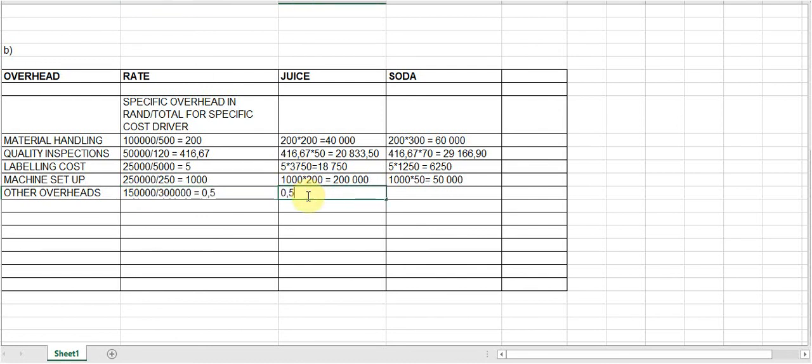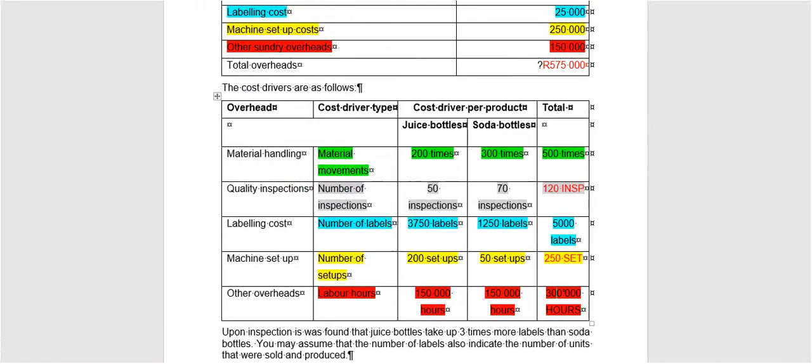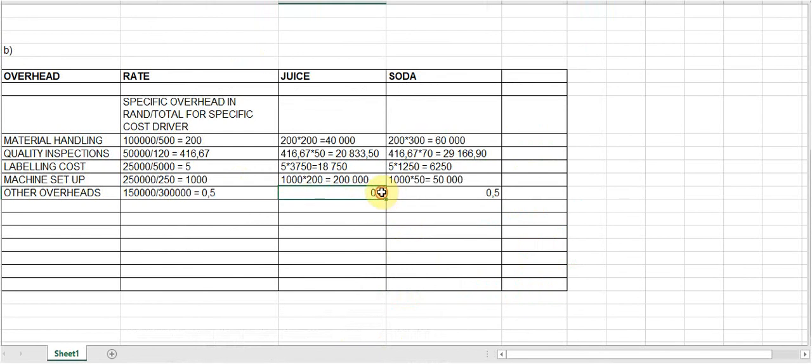Then I am going to say 50 cents copied to each of the products, and I need to go back and multiply it by the specific cost driver for each product. And that was 150,000 hours for juice bottles and 150,000 hours for soda bottles as well. Here I am multiplying by 150,000, and I am multiplying by 150,000. And this should give you 75,000 if my mathematics isn't too pathetic. And this should also give you 75,000 Rand because it's the same calculation. And this is not always going to be like that. It is just in this instance.